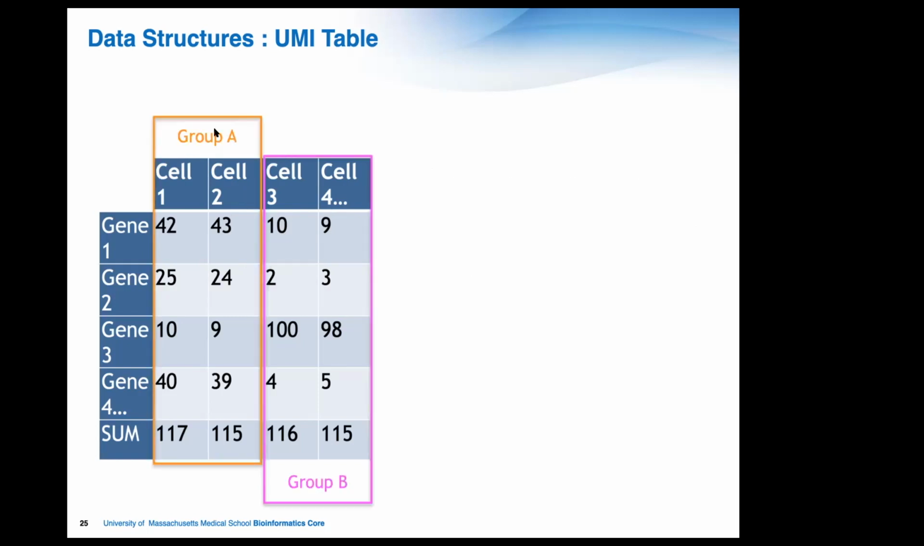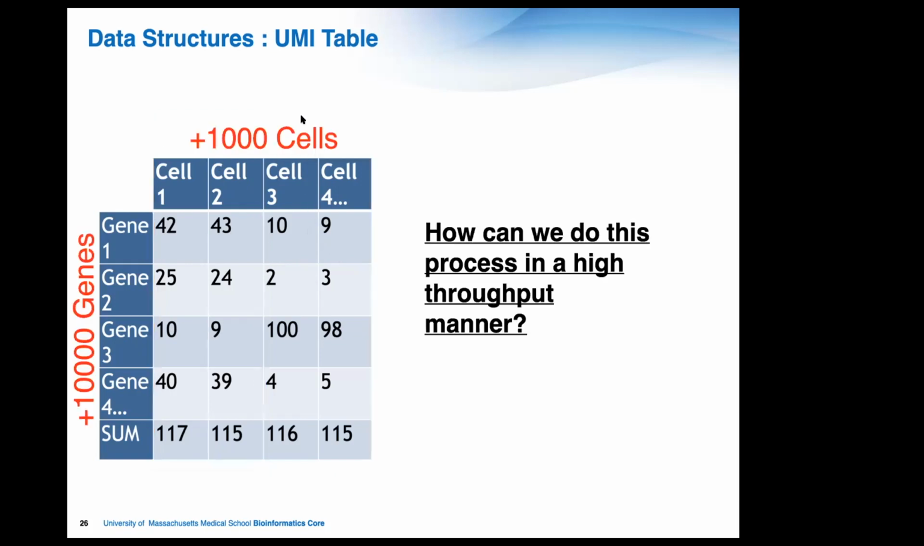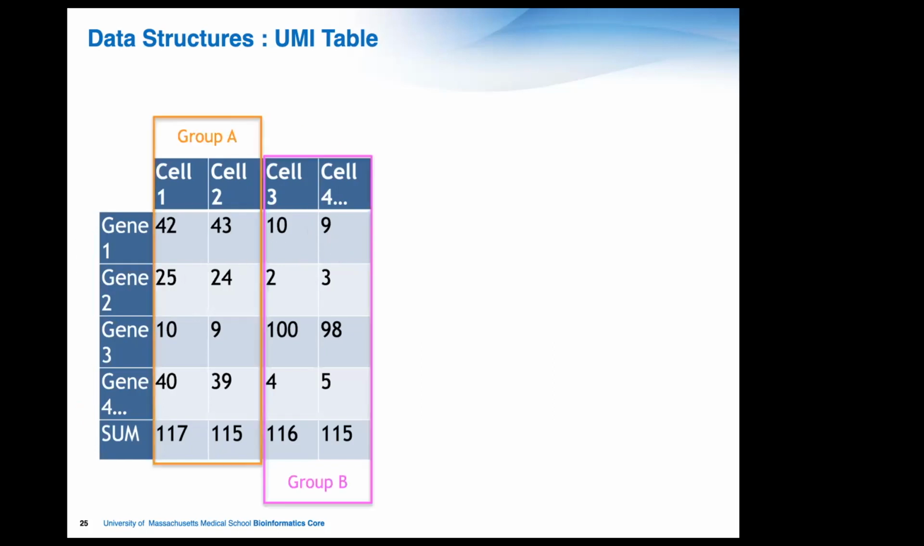Now, if we were to look at this matrix and kind of eyeball what cell types might be here, you can see that as we've drawn it out there, you might be able to group these cells into 2 different groups, group A and group B. For gene 3, it looks like group B has about 10 times the expression of group A. But obviously, in reality, the matrices are much larger. There's thousands of cells, there's tens of thousands of genes, and you're not going to want to be manually looking at these tables and trying to draw lines in any way.